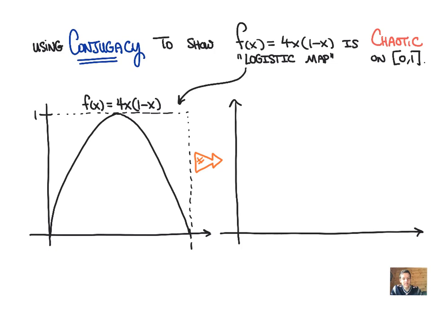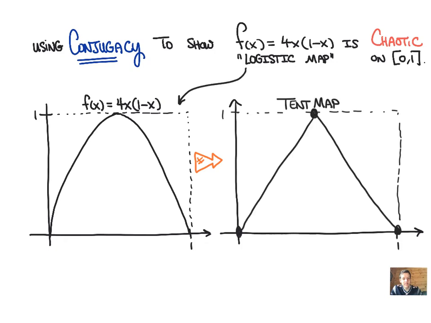And the best map, you're probably all thinking it, is the tent map. The reason why this is a great choice is because the tent map looks very similar in shape to the logistic map. It's just a sharper corner at 1/2. So we're going to try to find a way to transform this map F to this map T using a homeomorphism, and we'll talk about that on the next slide.